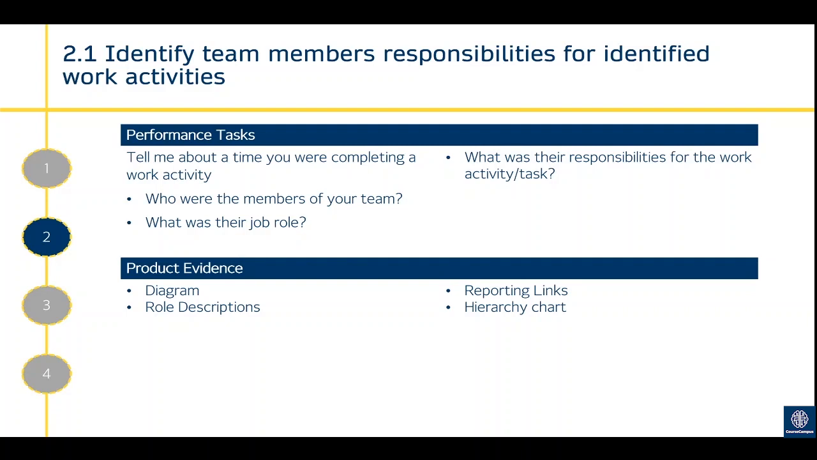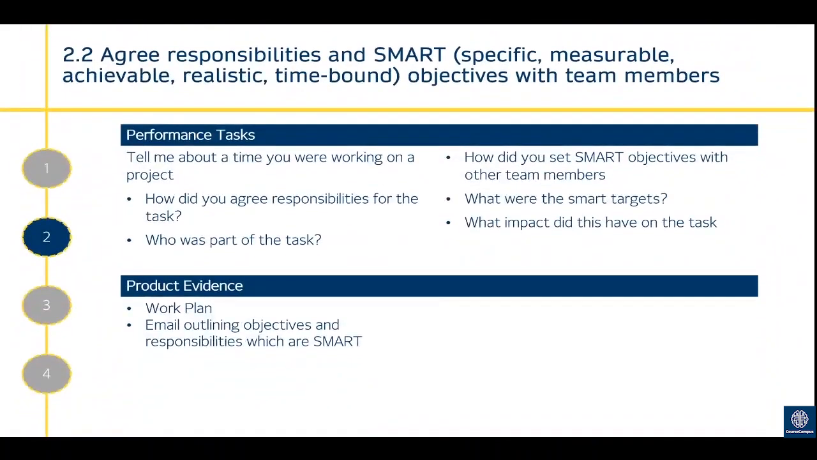You could have role descriptions, job descriptions for other people and include that as product evidence. Could include reporting links or a hierarchy chart, maybe an organisational chart or your organisational breakdown structure. 2.2, agree responsibilities and SMART targets with team members.